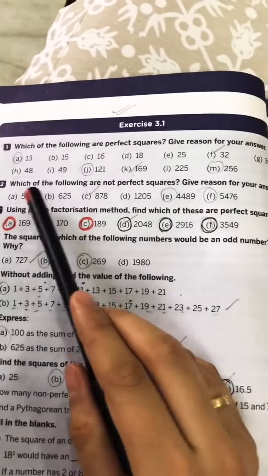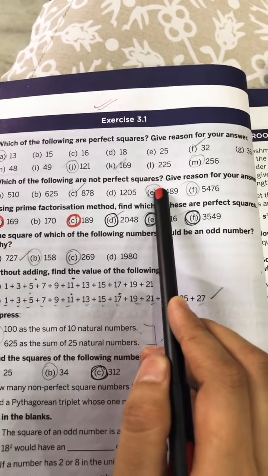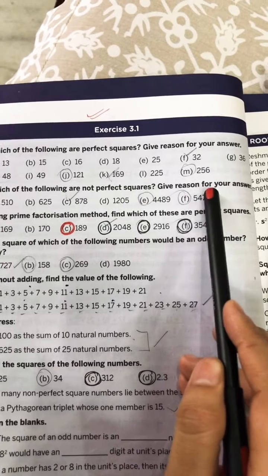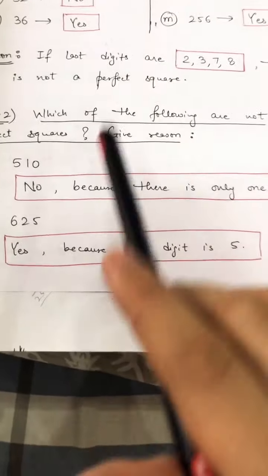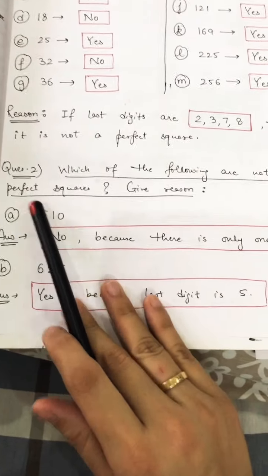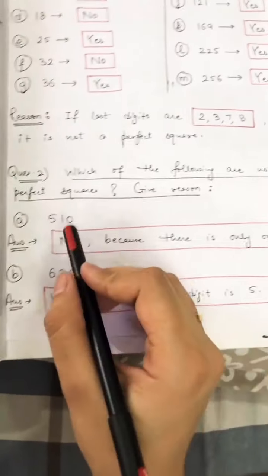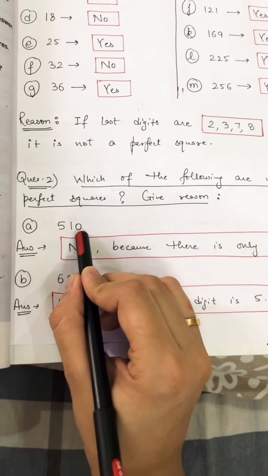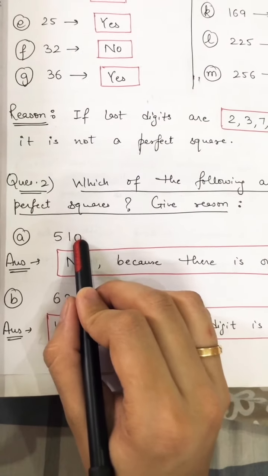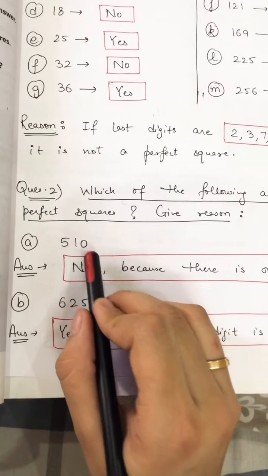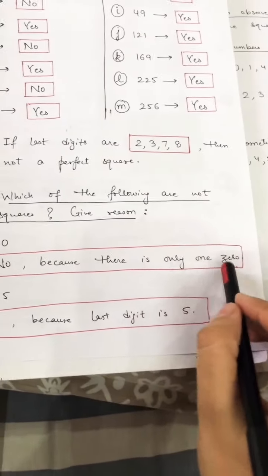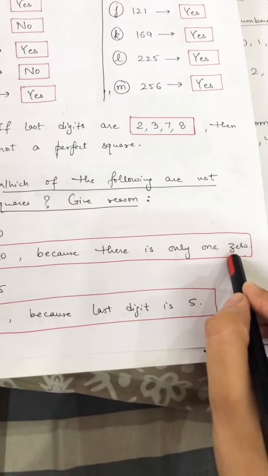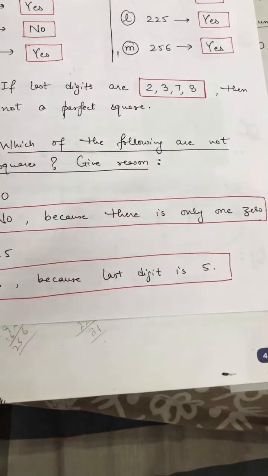The next question is, which of the following are not perfect squares? Give a reason for your answer. Now see, 510. The last digit is 0, and I told you if the number of zeros is odd, here 1 is odd, then it is not a perfect square. So the answer is no, because there is only 1 zero.